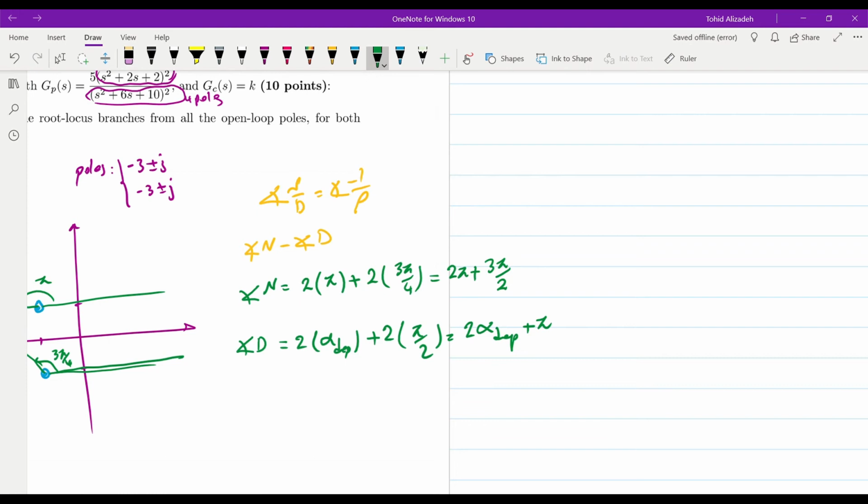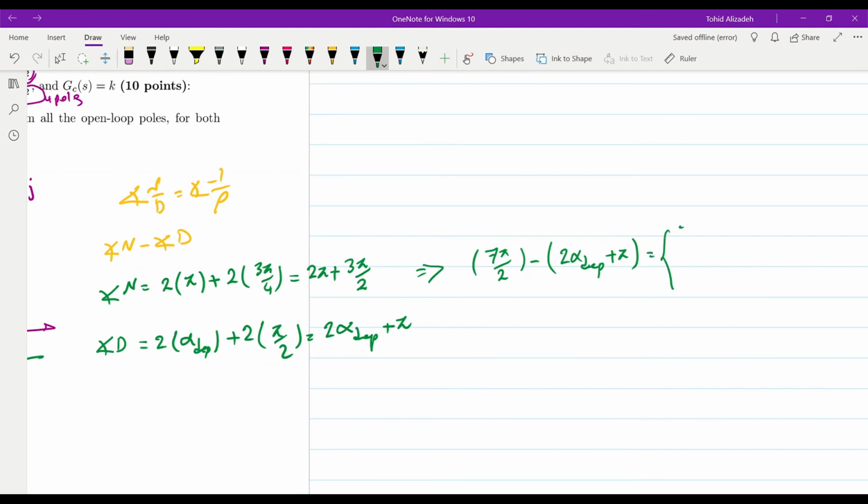This will give us 2 alpha departure plus pi. So now if we plug the values that we have for n and d into the phase condition equation, we will have phase of n minus d. So for n we will have 7 pi over 2 minus, for d we have 2 alpha departure plus pi, and this will be equal to 2h plus 1 times pi for positive locus and 2h pi for the negative locus, where we have h equal to 0 and 1.